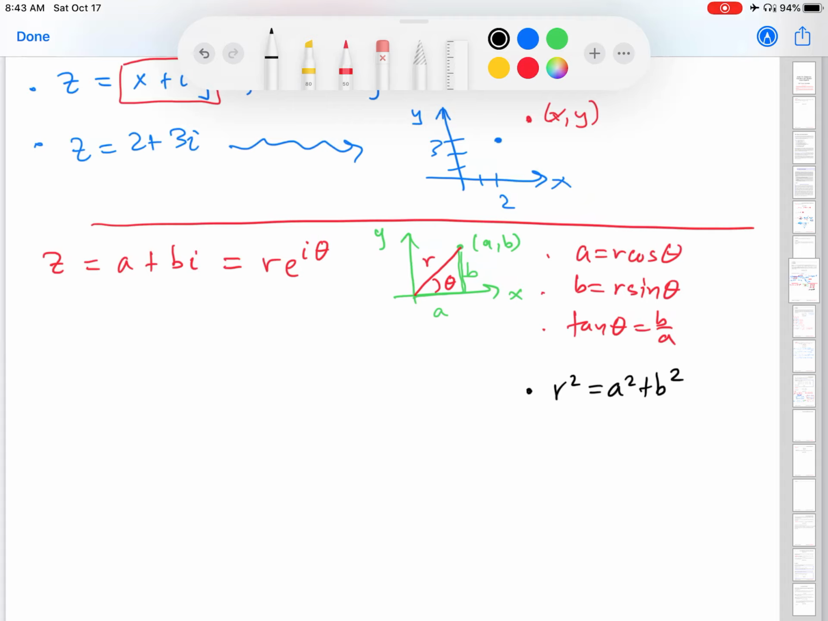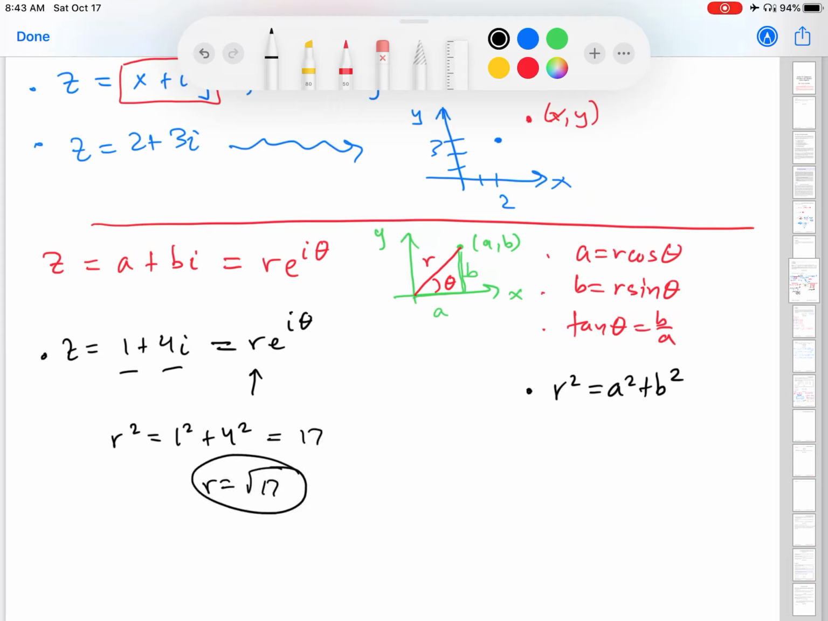As an example, suppose that z equals 1 plus 4i. If I want to write out the polar representation, which is what this is called, of this complex number, the first thing I would do is find r. I would say r squared equals 1 squared plus 4 squared, a squared plus b squared, and that's 17. Then I would take the square root of that, and that is my r value. So I can start off saying the polar representation is square root of 17 e to the i theta. All that's left to do now is to figure out how to find this theta value.